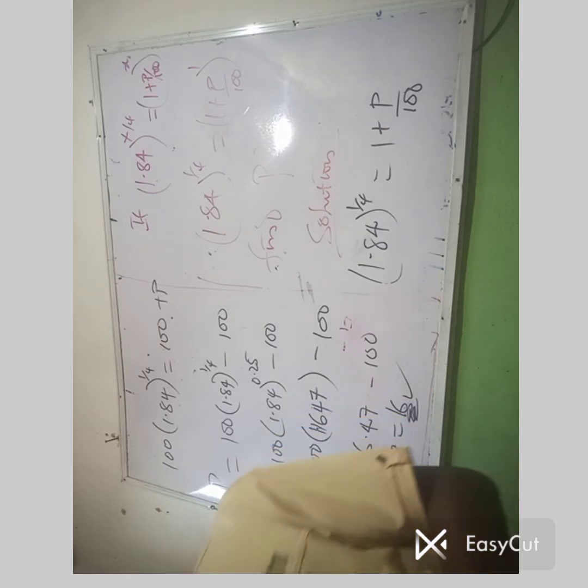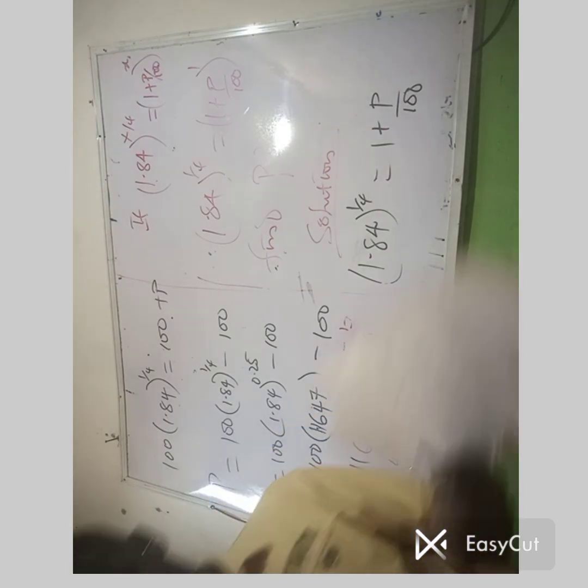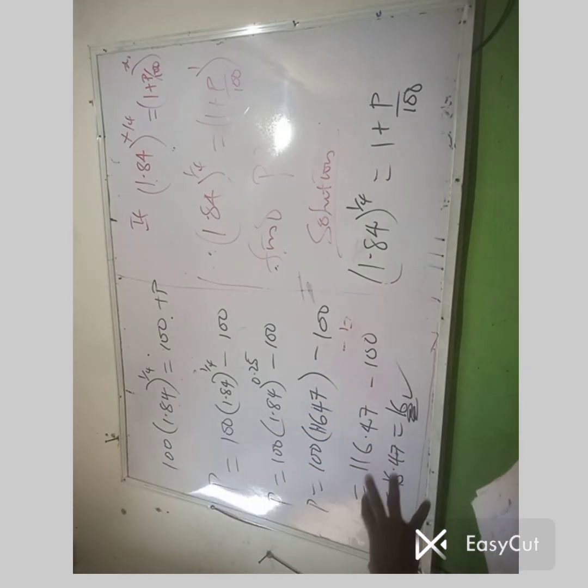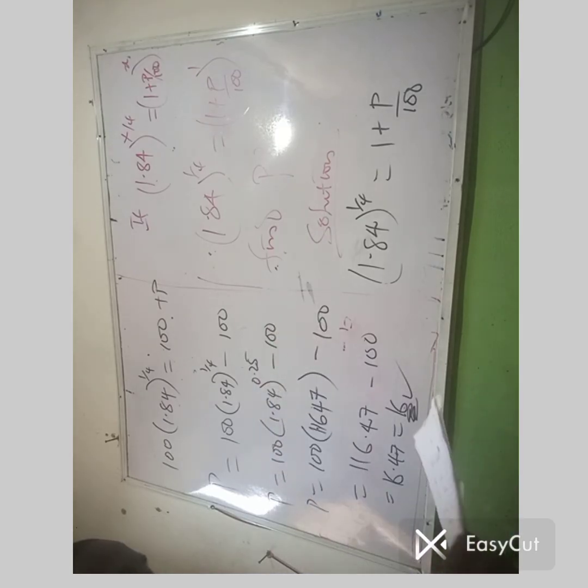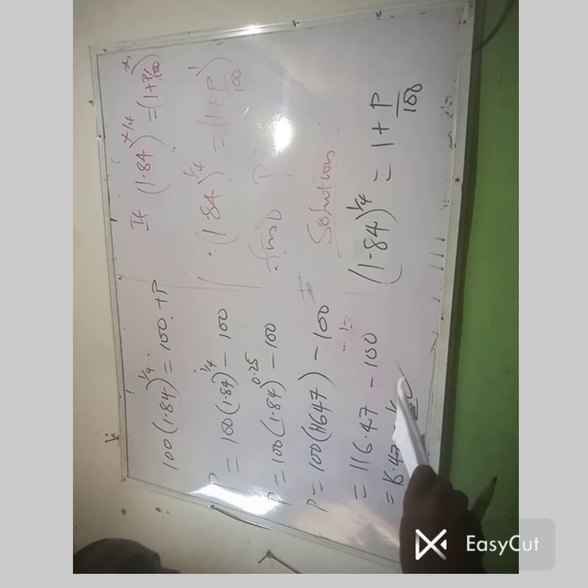Is that clear? And that is option B. This is what you are going to have if you do it diligently. That's approximately 16. So let's quickly move to the next question.